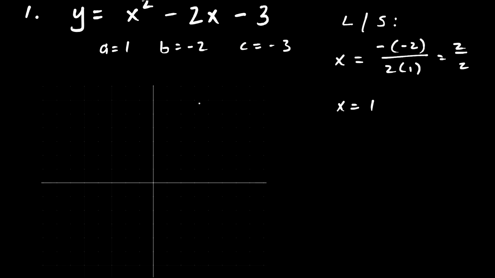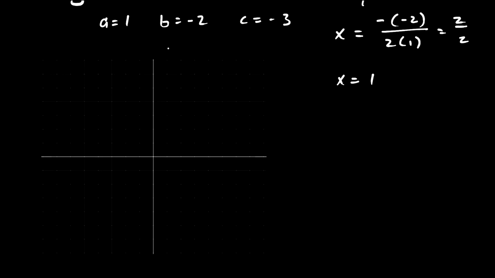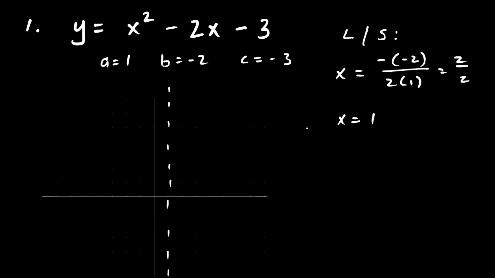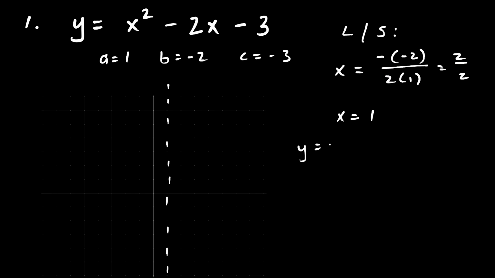So we have 2 over 2, or x equals 1. And if you want to see what this is on the graph, we can go ahead and put a dotted line right there, a little dashed line there. So that is our line of symmetry, or our fold line. That's what we'll see as symmetry. But now we want the y value. So to get the y value, we're going to substitute that 1 in.